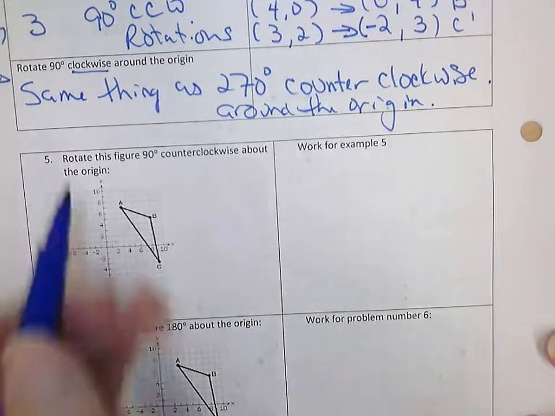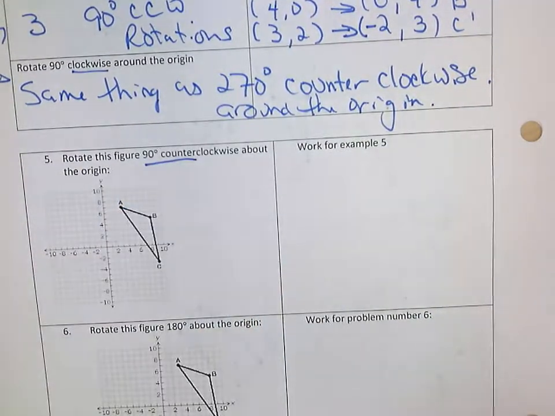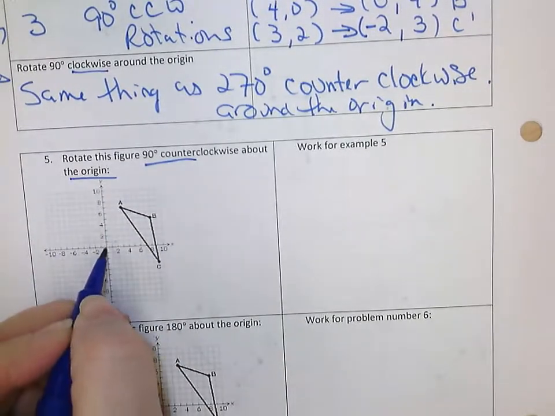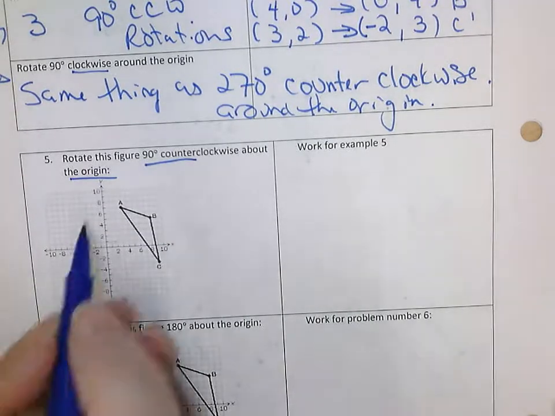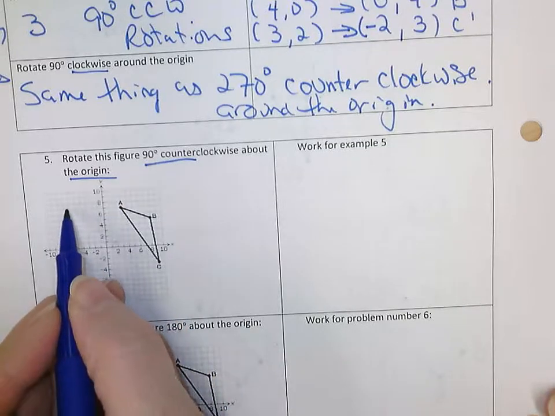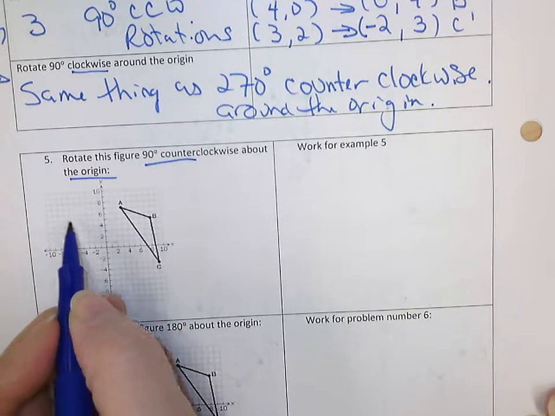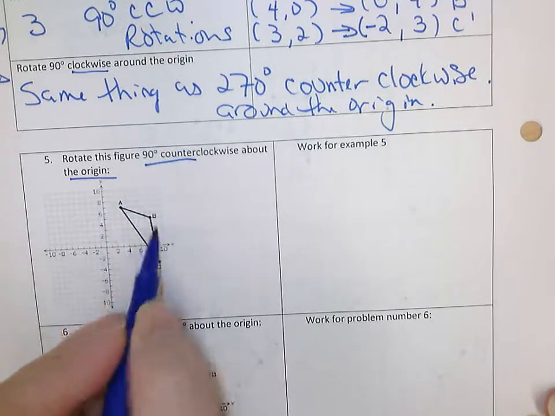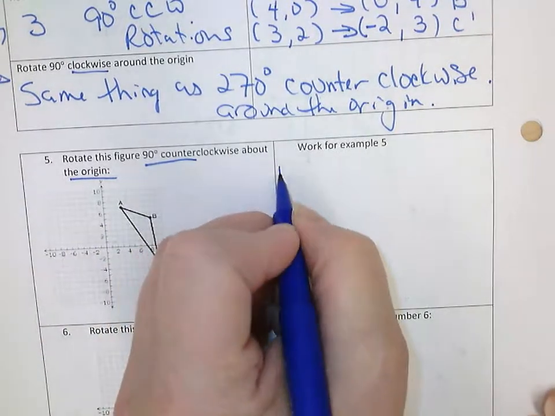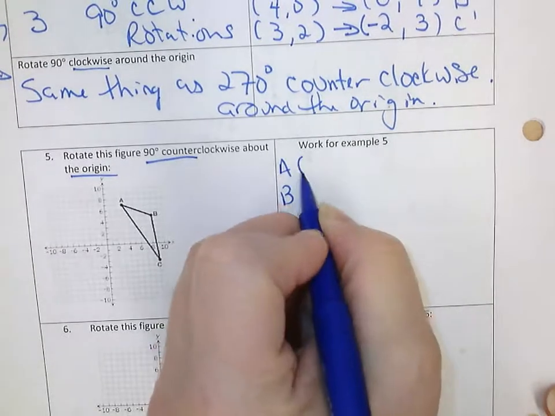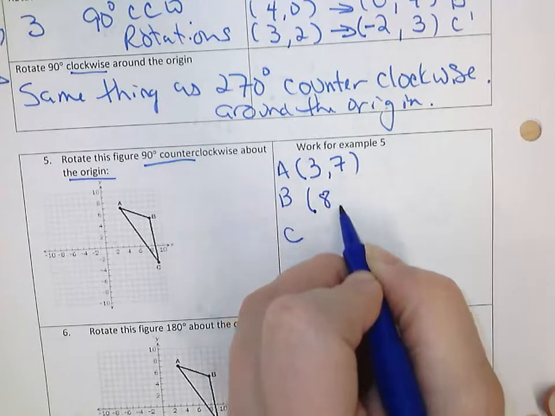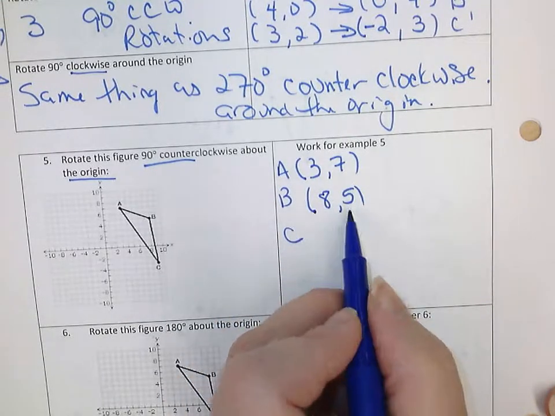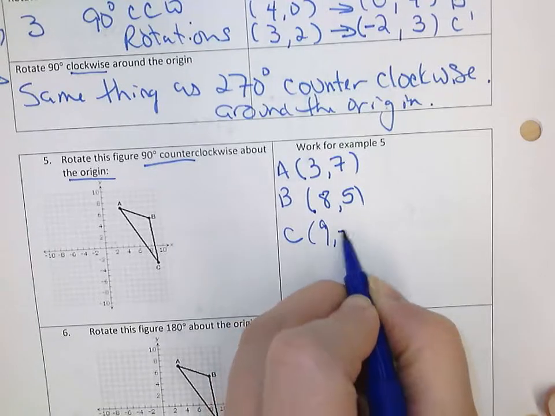So we're looking at this figure and it is 90 degrees counterclockwise about the origin, which means our vertex where we measure each of the angles is going to be the origin. So if this is our original and we're doing 90 degrees, our A should end up over here, our B over here, and our C in this quadrant. So let's take a look at the original points. We have A, B, and C. A is 3, 7. B is 8, 5. And C is 9, -3.